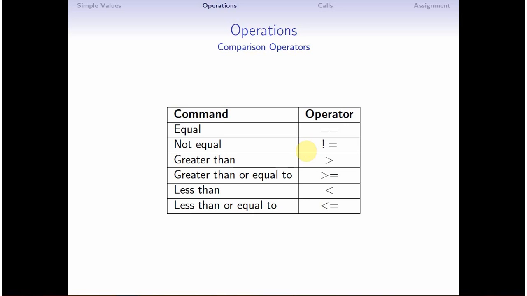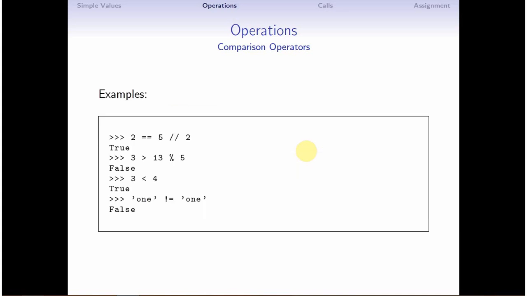Not equal is exclamation mark equal. Greater than is just the greater sign. Greater than or equal to is the greater sign then the equal sign. Less than is a less than sign. Less than or equal to is less than sign then equal sign. We'll give you an example.